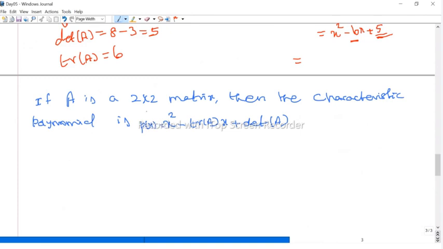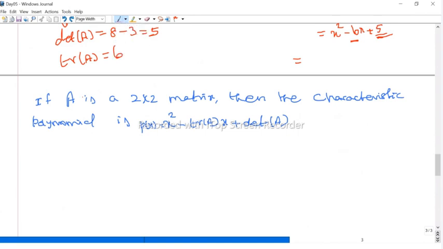If you take any 2 by 2 matrix, the characteristic polynomial is of the form x square minus trace of A into x plus determinant, with alternating plus and minus. So start with plus, that is x square is plus, the next term is minus, the next term is plus. So the coefficient of x is the trace, and the constant term is the determinant of the matrix. This is only for 2 by 2 matrices.